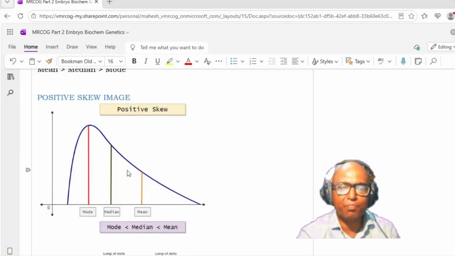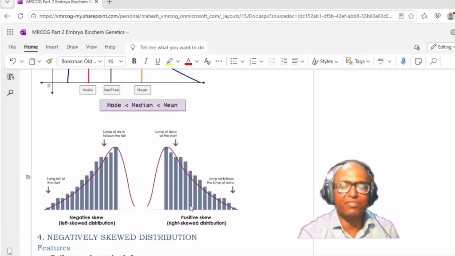So here the tail is extending to the right. The mean is higher than the median, and the median is higher than the mode. So mode is less than the median, and median is less than the mean. This is the figure and the relationship you should remember in positively skewed data. Here the tail is extending to the right; that is positively skewed data.